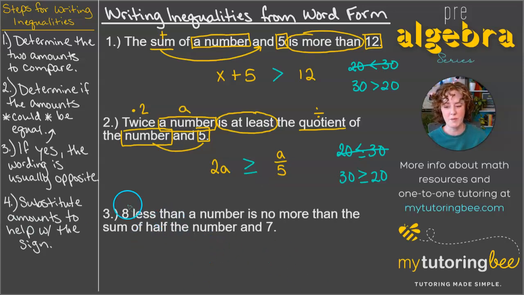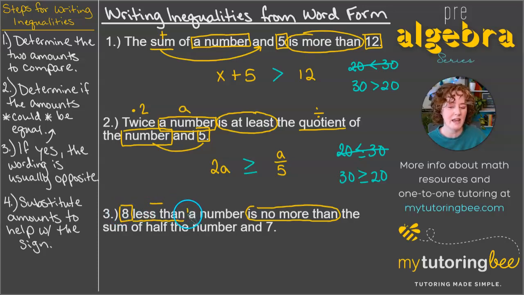Let's try problem 3. We've got: 8 less than a number is no more than the sum of half the number and 7. A lot going on with this one as well. Let's first determine the amounts that we are comparing on each side. So 8 is definitely one of our numbers, less than a number. Now this wording, "less than," might make you think of the less than symbol, but what we're looking for with the symbol is the word "is." So right here where it says "is no more than," that is our inequality symbol wording. "Less than" actually tells us that we are going to be subtracting in this one.